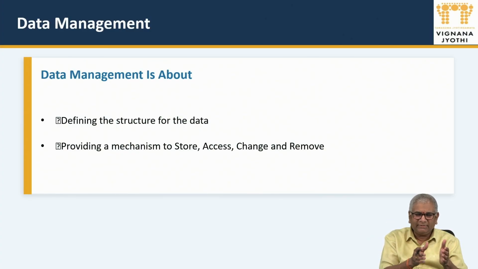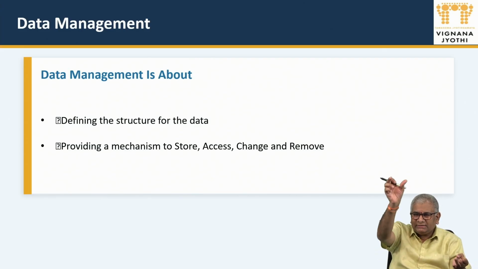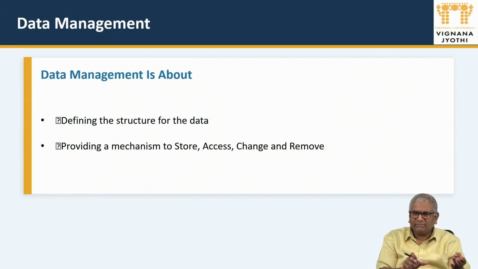So basically data management means two things. One is defining a proper structure for the data. In the previous example: roll number, due amount, status. Roll number 26 is one column. Amount is the second column. What is the status? Paid, unpaid, partially paid. That's pretty much the structure.